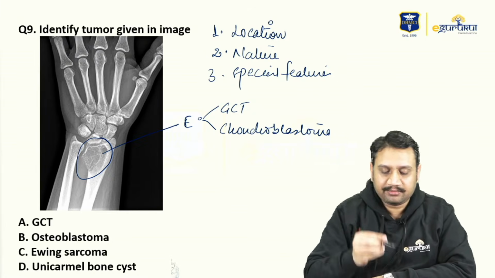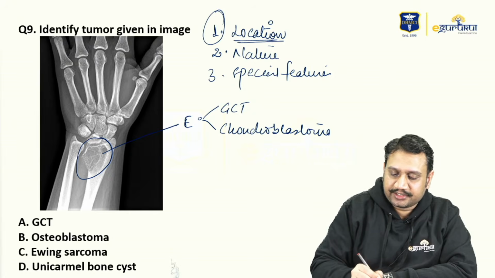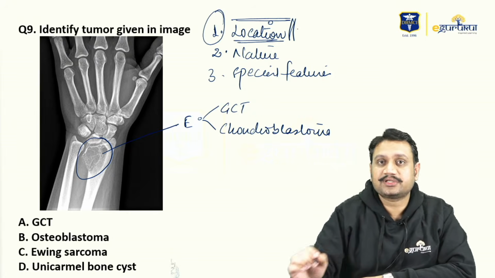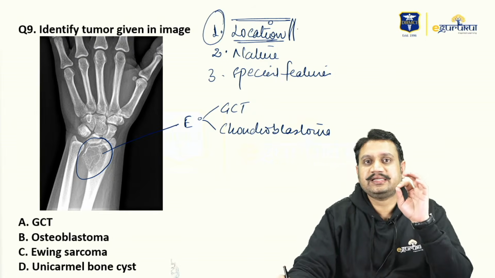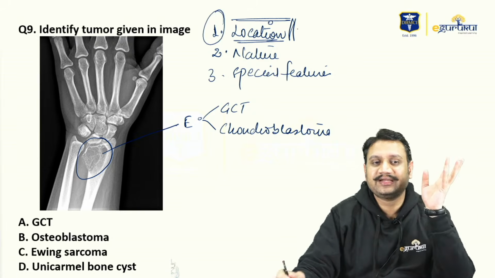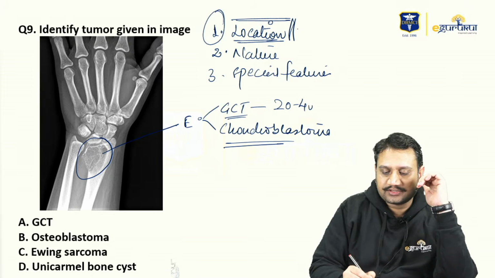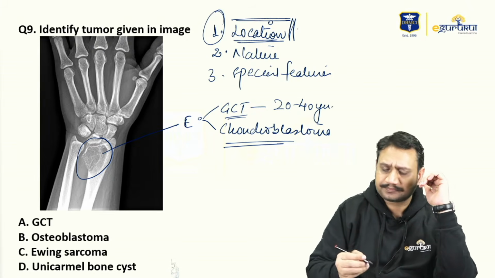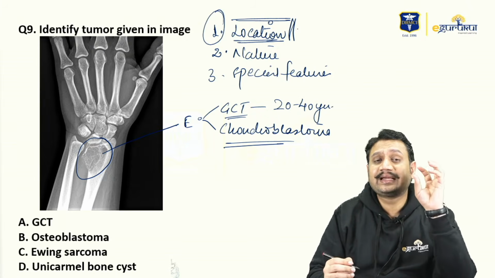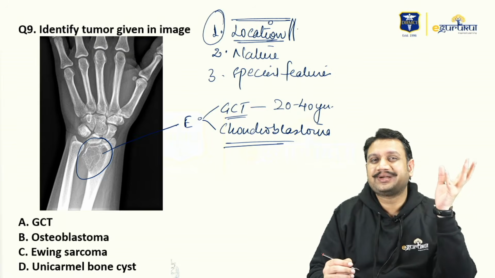So all the time you should be able to analyze the location of the lesion first. So it is epiphyseal. The answer has to be from these 2. And the special feature, you know, the age group for giant cell tumor has to be 20 to 40 years. Nature, it is a locally aggressive tumor. It doesn't usually show metastasis, right?